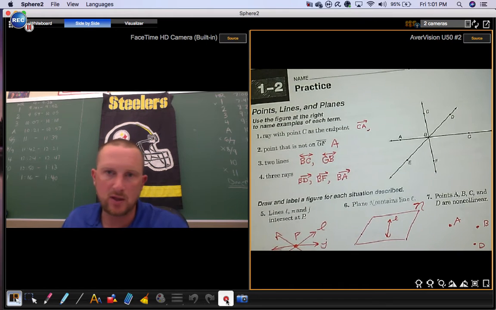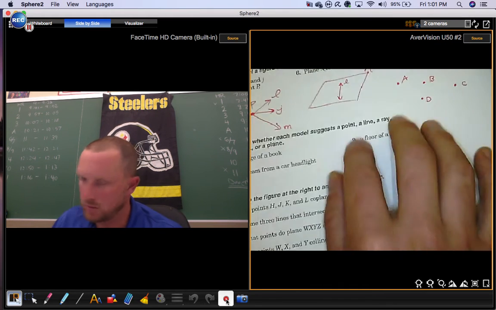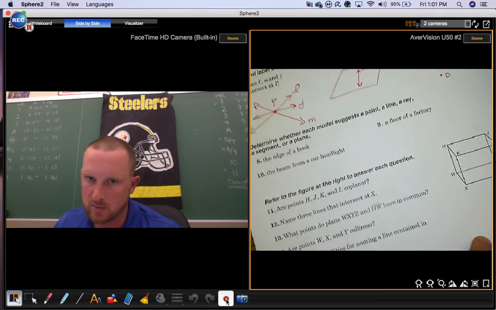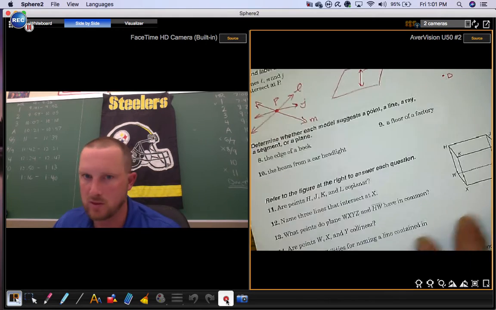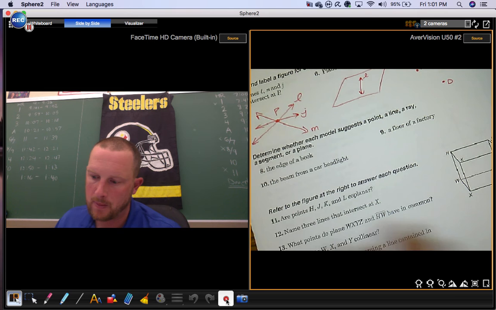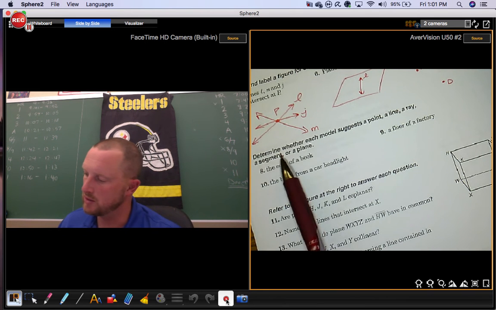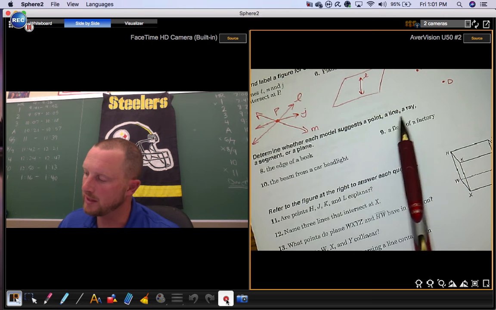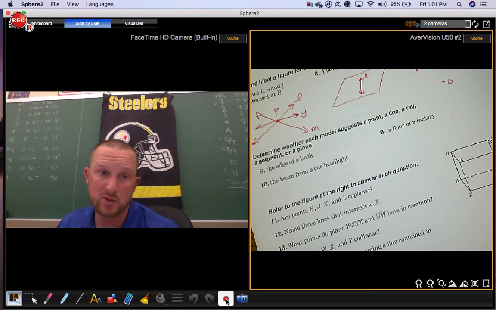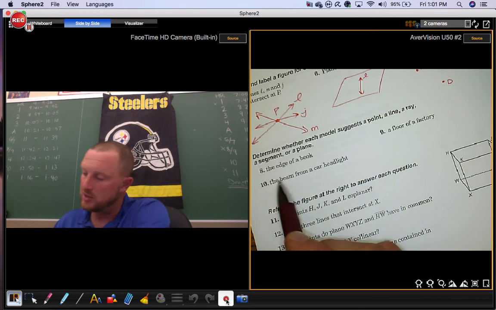We're going to continue with practice 1.2. We'll do this bottom half of the page. Okay, so we've done this before on our previous worksheet. Determine whether each model suggests a point, a line, a ray, a segment, or a plane. So these are making suggestions on what it would be.